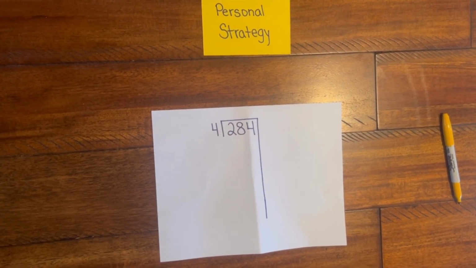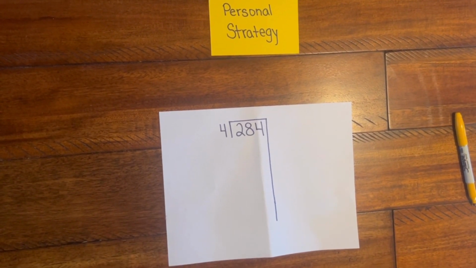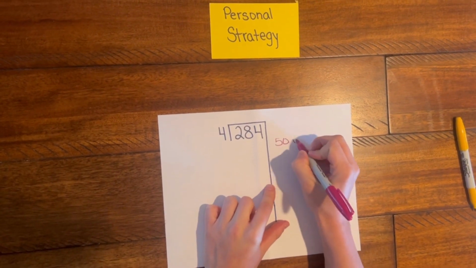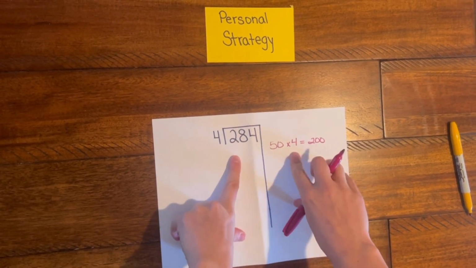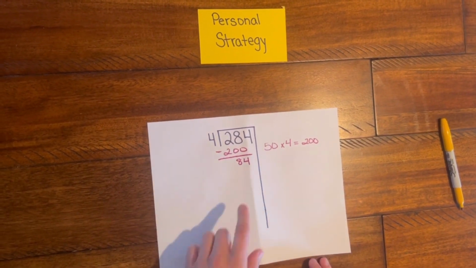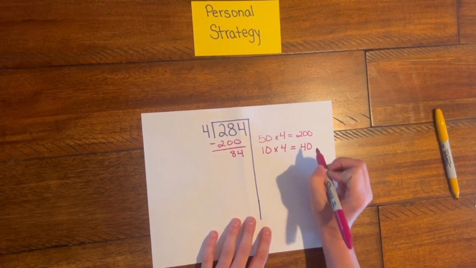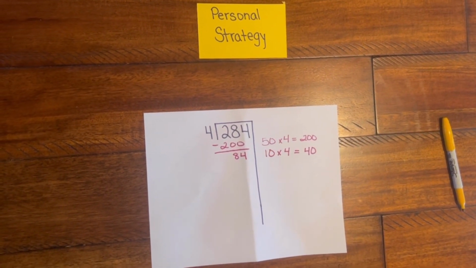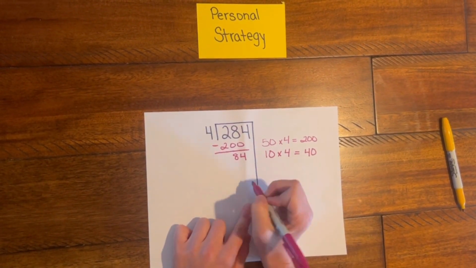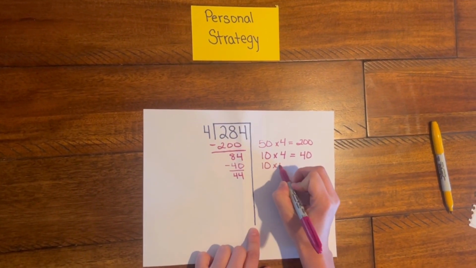Using the personal strategy of the partial quotients method, I'm going to be looking at how I can make this work. So I already know that 200 can go into this because it's smaller than my dividend. So I go 50 times 4, which is 200. Then in order to be safe, because I'm not sure exactly what can go into 80 from 4, I'm going to stick with a safe number, which is 10. So 10 times 4 is 40.